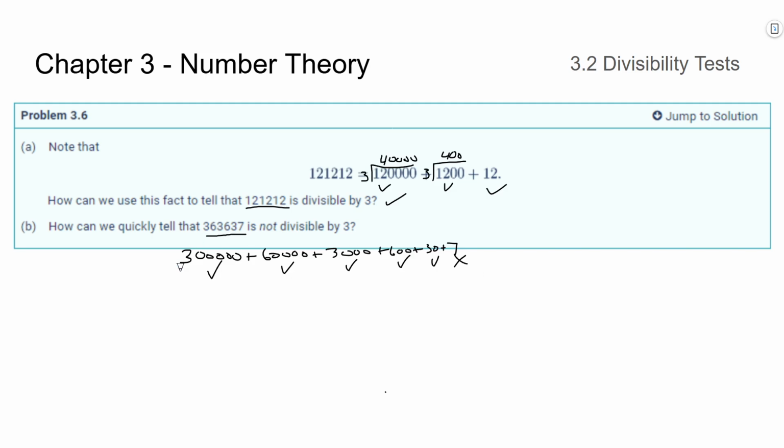In fact, we know that this whole big number is going to have a remainder of 1, right? Because these would all have a 0 remainder. So that's 0 remainder, 0 remainder, 0 remainder, 0 remainder, 0 remainder. And this is going to have 3 goes into 7 2 times with 1 left over. So that's going to be a remainder of 1.